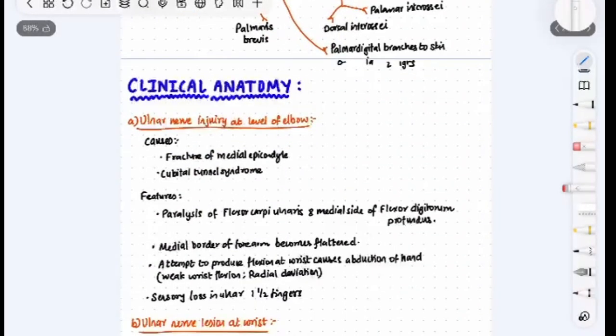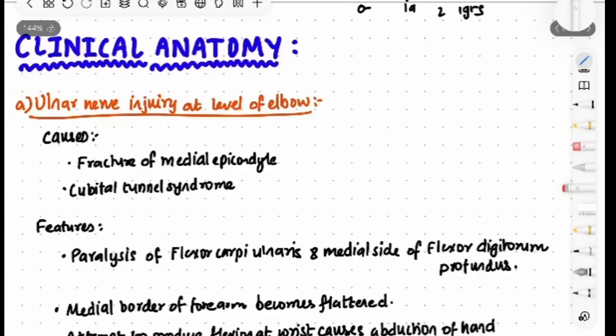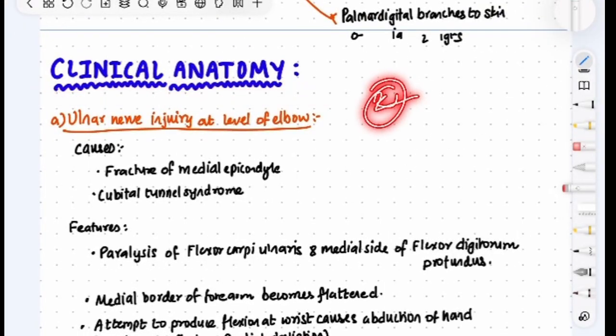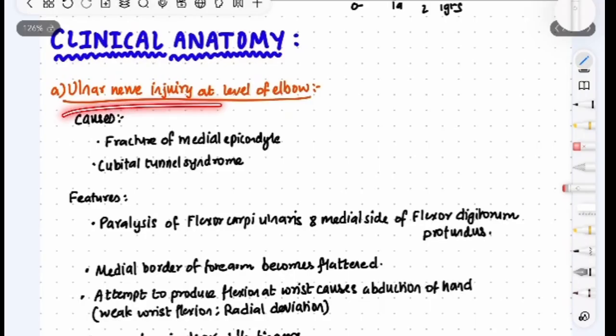Now the important part, the clinical anatomy. So clinical anatomy of ulnar nerve can be studied under two headings. One is the lesion at the level of elbow, and another is the lesion at the level of wrist. First, ulnar nerve injury at the level of elbow. What are the causes? Fracture of medial epicondyle and cubital tunnel syndrome. So these are the two causes.